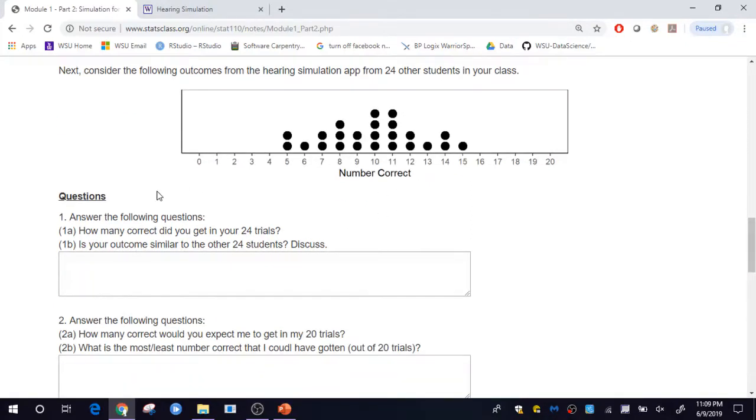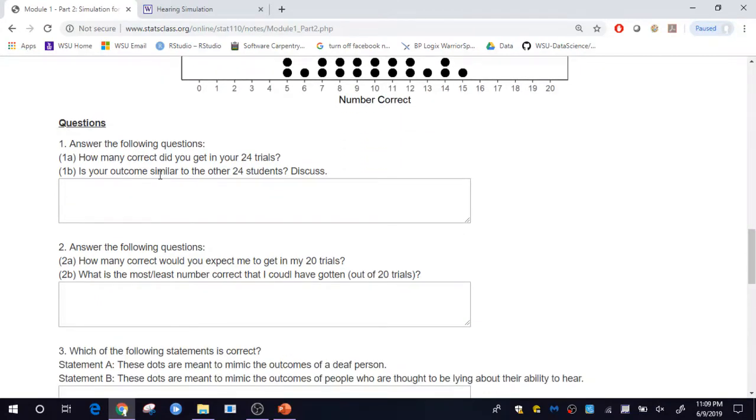Okay, let's go ahead and answer the following questions here. Question 1A, how many correct did you get out of your 20 trials? So when I did this, I got a total of 9 correct out of 20.